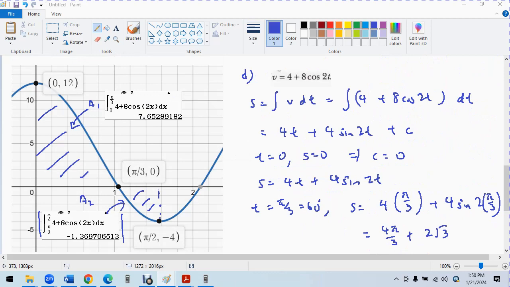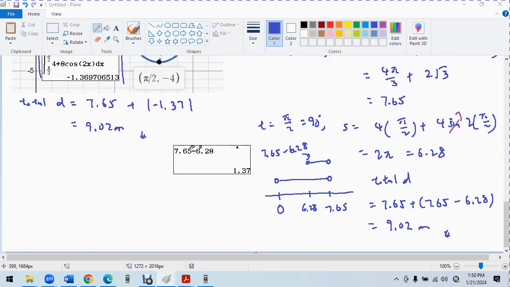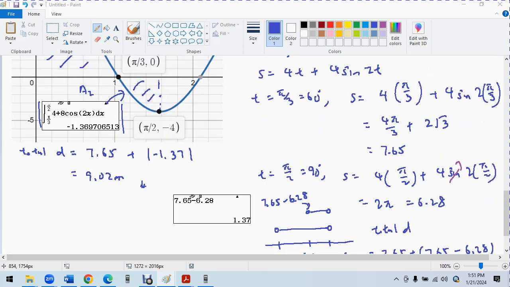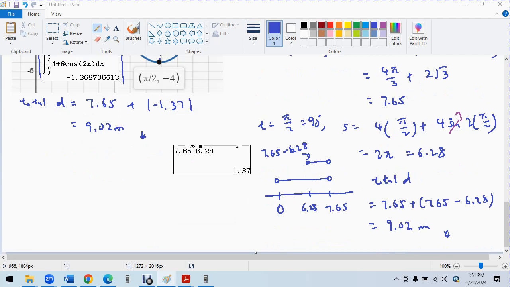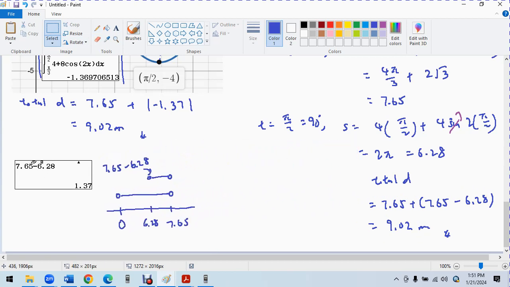So normally I will use the second method to check the answer, because to find the total distance here, it's easier to write it this way, using the displacement here. Okay, so this is the total distance.